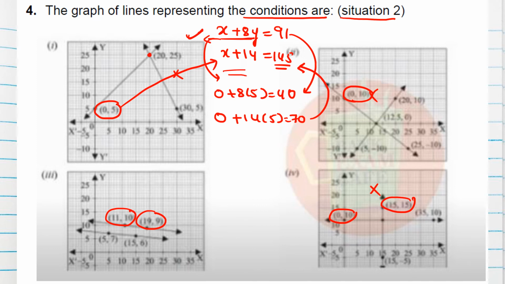So actually this situation 2 should not come here, because the first line represents situation 2. See, we got the solutions also, right? x equal to 19, y equal to 9. And the second line represents situation 1, where we got x value 5 and y value 7. So this can be the answer, but not by referring to situation 2 alone, rather by referring to both these situations. Okay, so this graph is our solution.